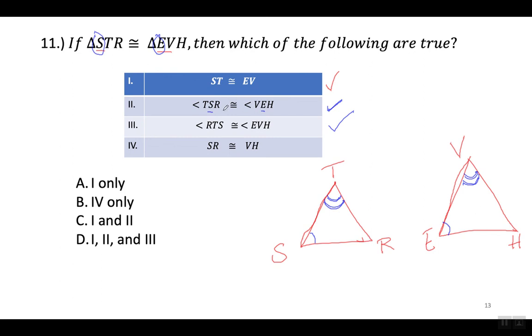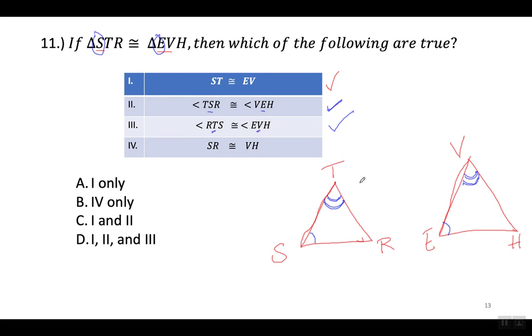The only reason some of you may find it tricky or may get tricked by it is because look at the order of the letters. RTS is the third letter, the second letter, the first letter. And it's comparing it to EVH, which is the first, second, and third letter. So it's not in the same order. But when you're talking about angles, the most important letter is the one in the middle. Angle T is congruent to angle V.